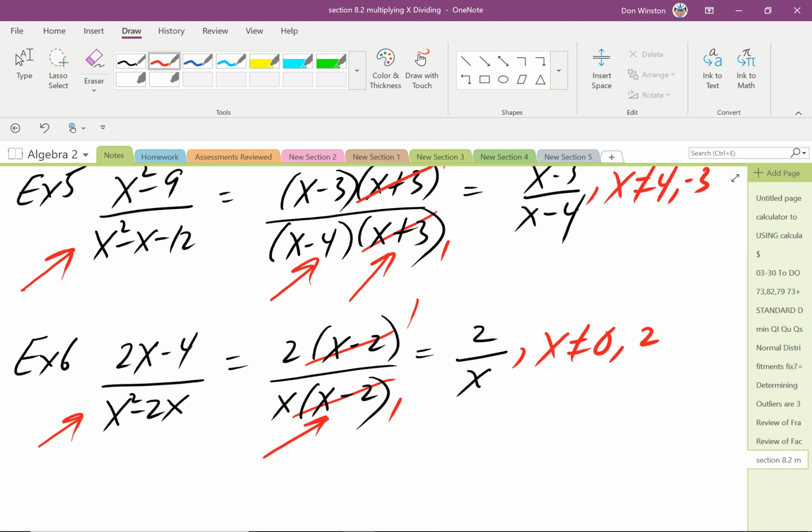Okay, so just to recall, we're reducing rational expressions. Rational expressions are a ratio of polynomials, and so it's important to be able to factor because you want to reduce the common prime factors for the polynomial.